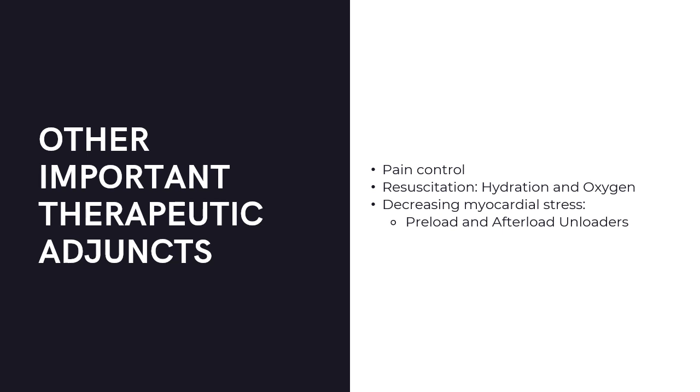What are our important options? The most common pain control mechanism and medication for patients with ischemic heart disease are the opioids. So we usually use morphine or fentanyl, okay, for pain control.